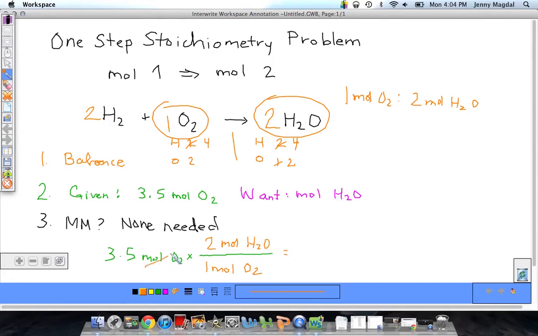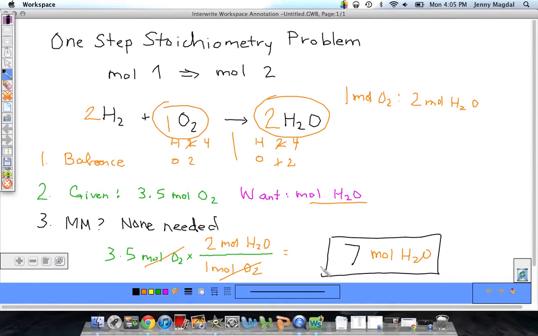Now I can take my moles of O2, those cancel out because I have 1 on top, 1 on bottom, and I get moles of H2O, which is good because that's what I'm looking for, that's my want, moles of H2O. Now I just multiply everything that's on top, divide by everything that's on the bottom. My answer is 7. I get 7 moles of H2O if I react 3.5 moles of O2 in excess hydrogen.